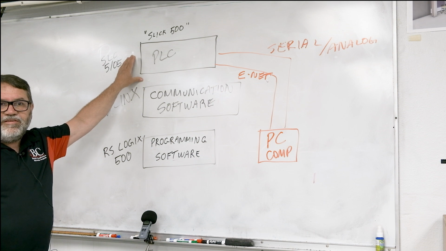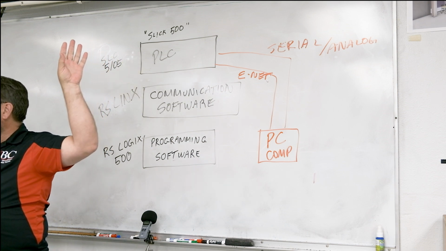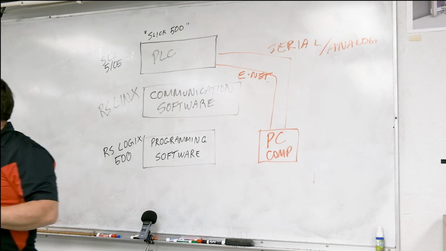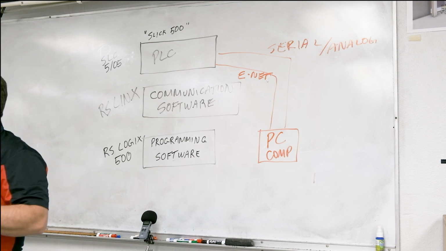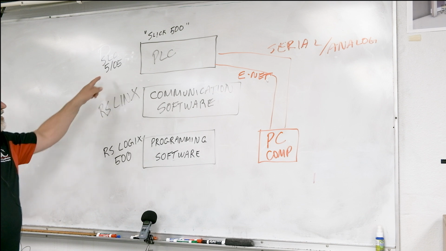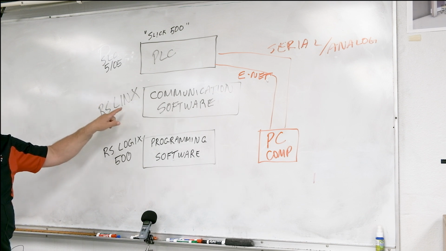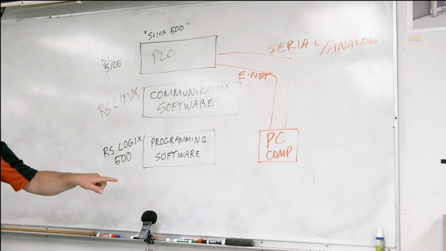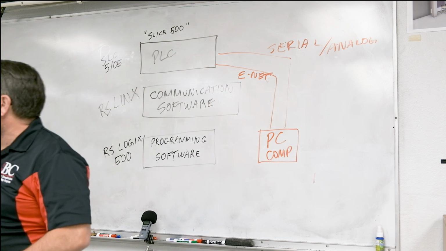The PLC, you got to turn the power on. So make sure all of your PLCs are turned on. Looks like they are. You have to turn on power to the PLC. The communication software, you have to launch it on your computer. And the programming software, you have to launch on the computer.